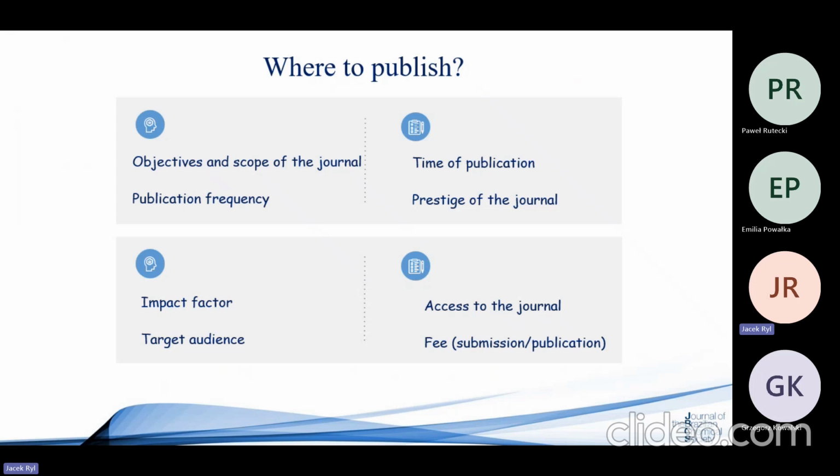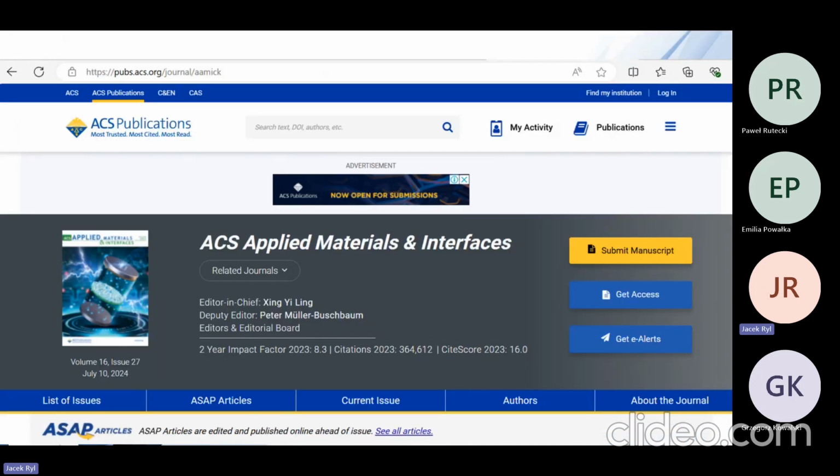Another question is regarding access to the journal. Today, we have to think about the fee. If there is a fee, how are you going to support the publication in open science or open access? So this is another point that you have to take care about.